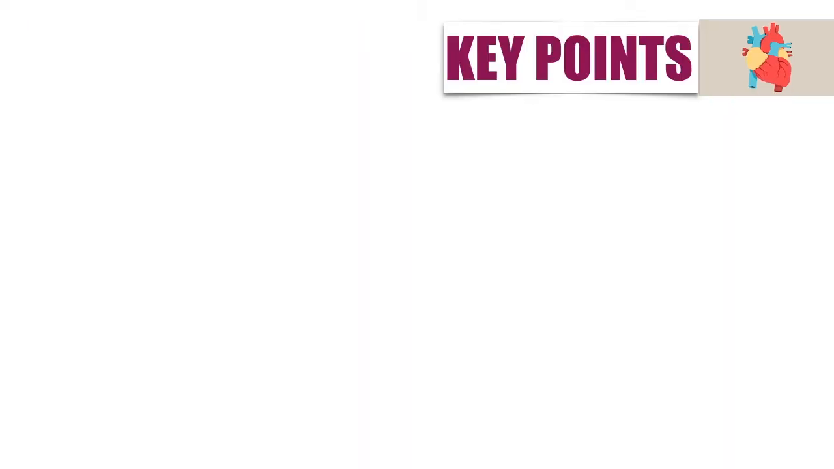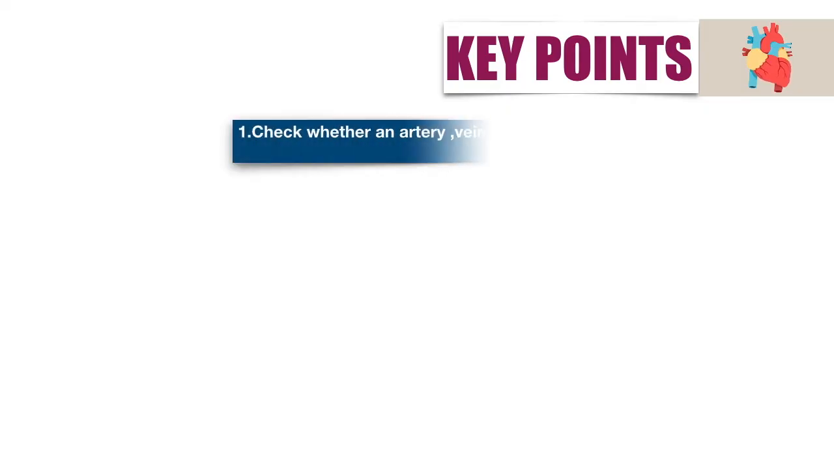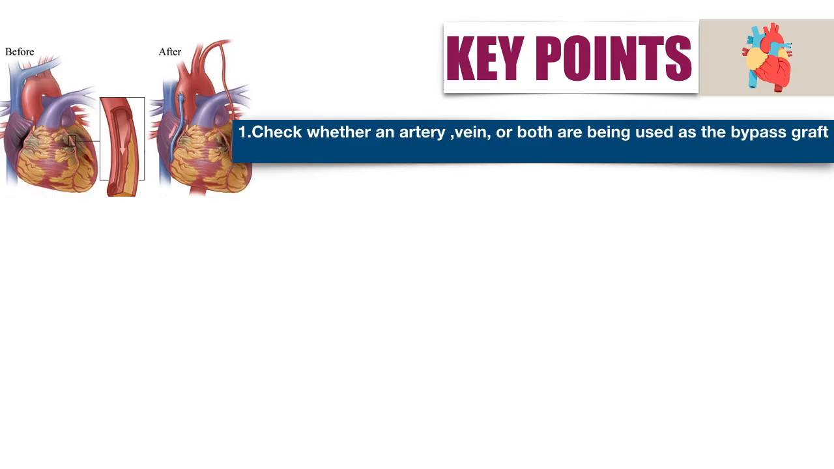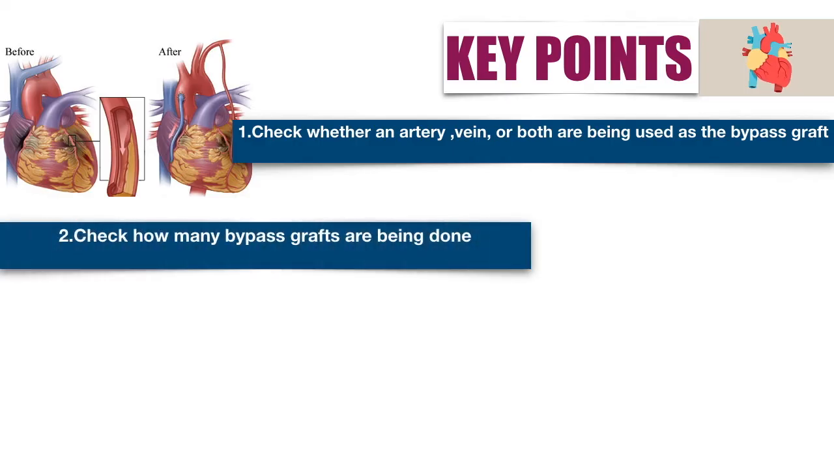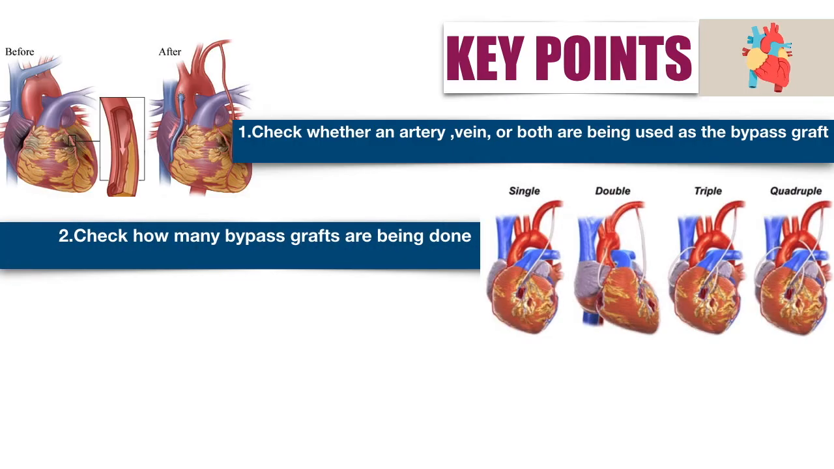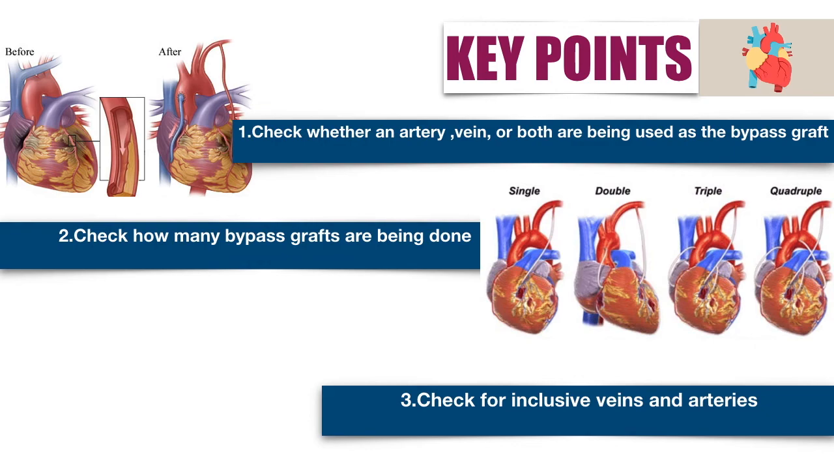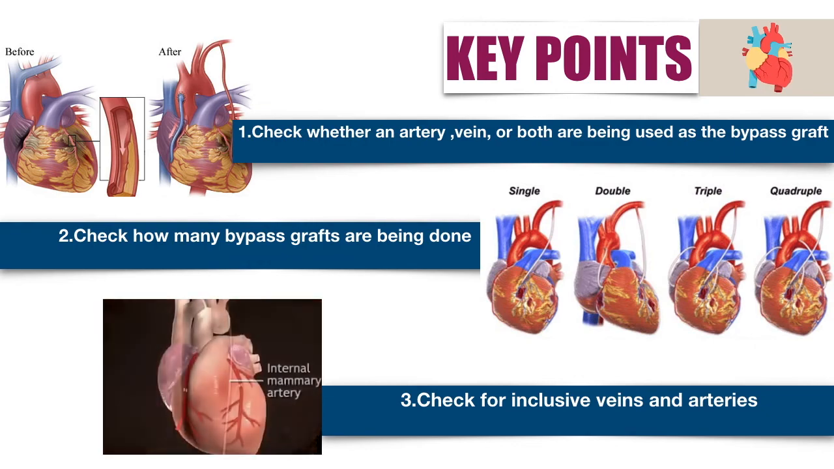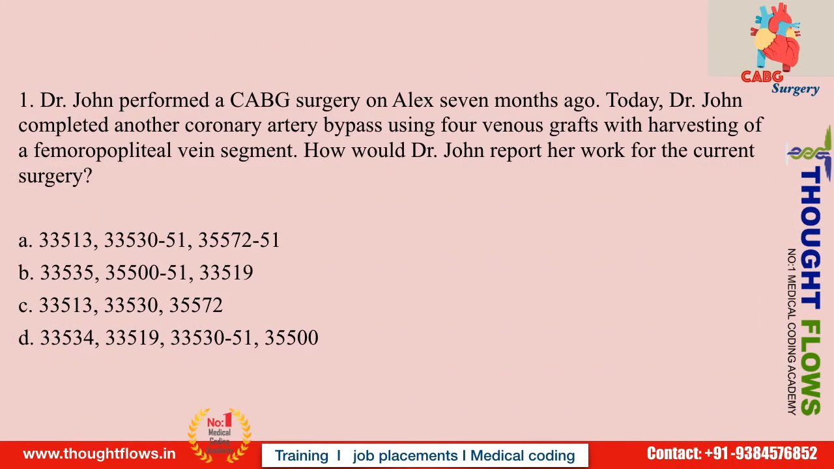I hope you got a clear idea on CABG surgery and its coding guidelines. Now we'll see the key points. The first key point, you have to search in the documentation whether surgeon used an artery, vein or both as a graft. And the second one, you have to check how many grafts were used in the surgery. And finally, you check for included veins and arteries. Now we'll see with the sample scenario.